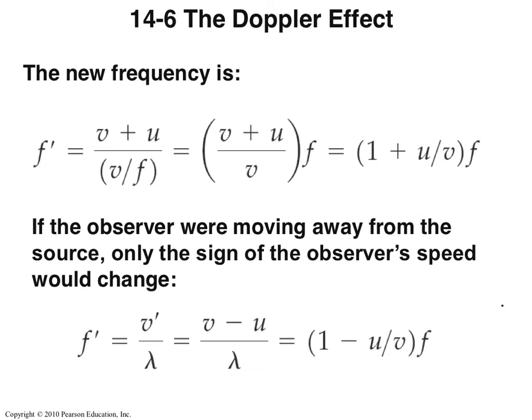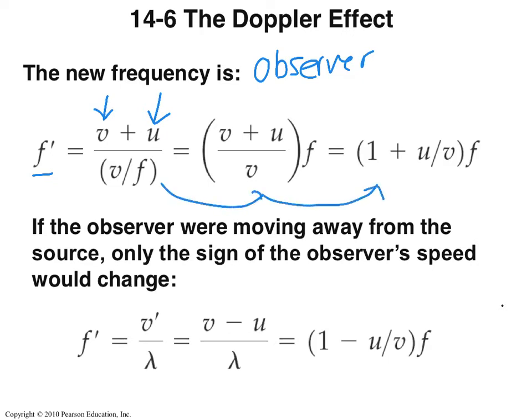So the new frequency that the observer hears is what we call frequency prime. Frequency prime says we have the two different speeds. Here we have the speed of the actual sound, V, and here is the speed of the observer, U, over V over F. If we take a little bit of time and do some algebra, we can get it a little bit simpler: 1 plus U over V, times F.